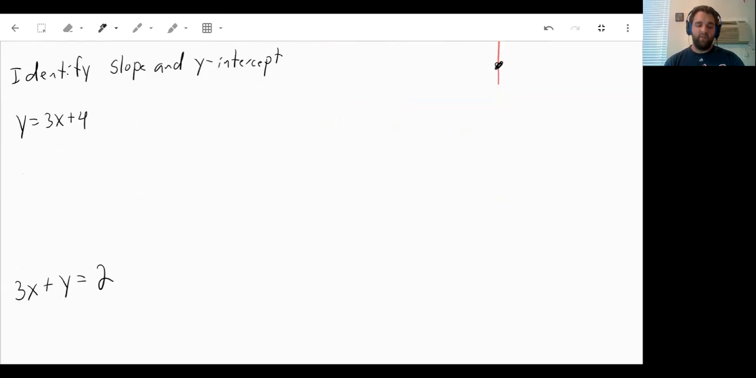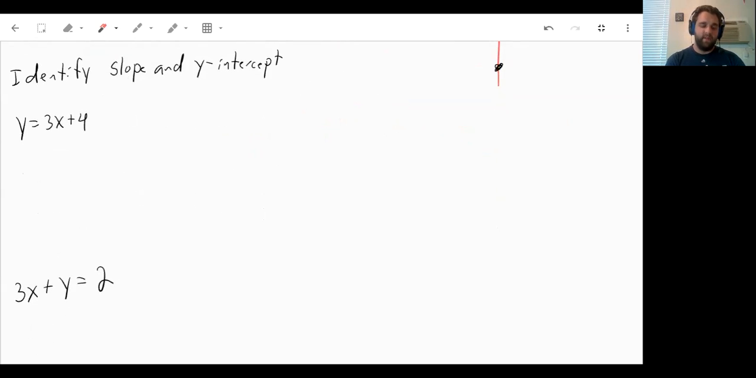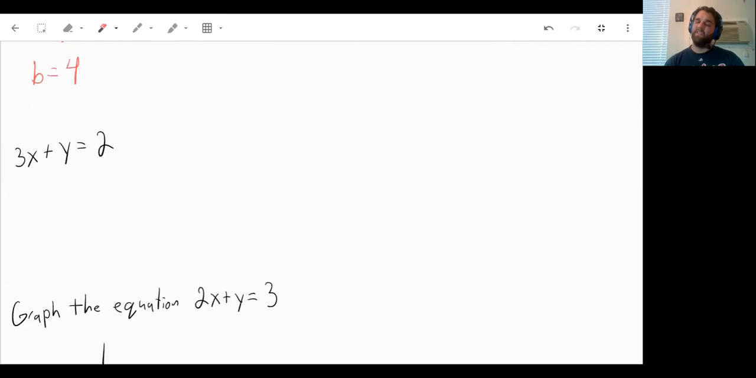Well, this is helpful because we can go and look at equations now, and we can easily identify what's the slope and what's the y-intercept. So in this case, our slope is 3 because it's the part that's multiplied by x, and then the 4, that y-intercept, is going to be your b. This next one's in standard form. It's not actually in slope-intercept form.